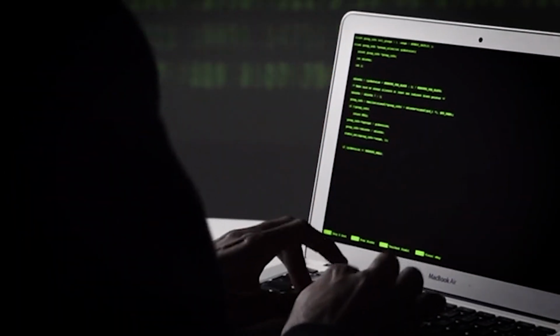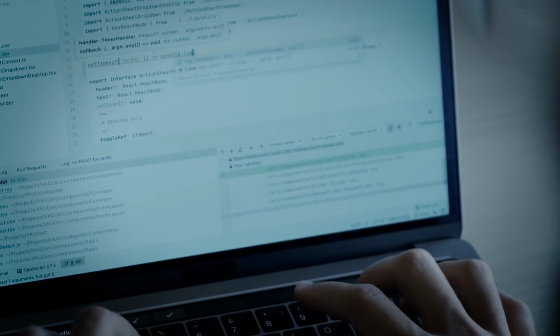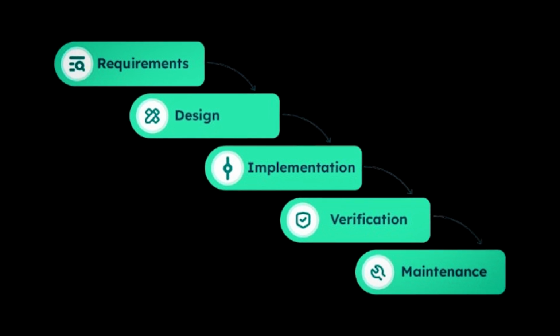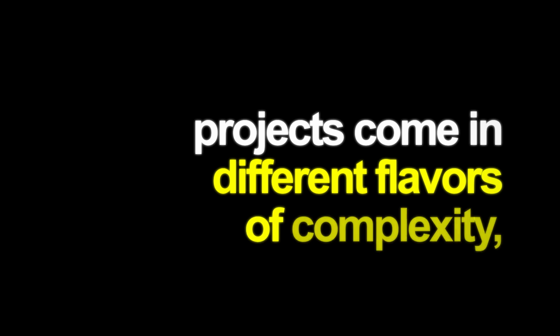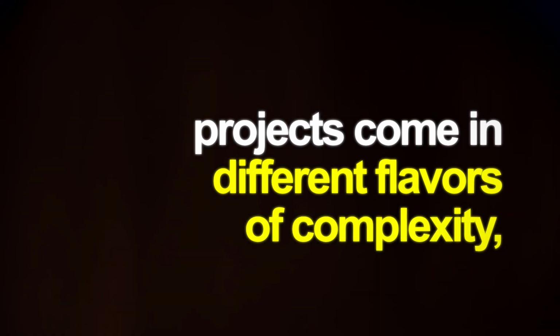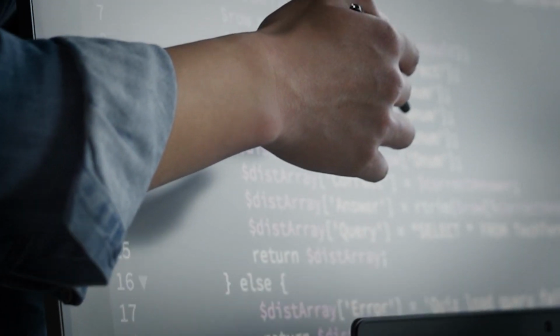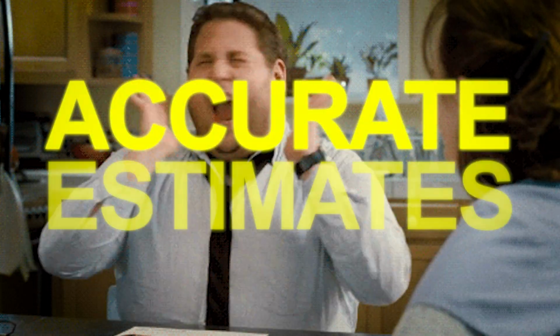Defining project complexity, the first piece. Now that we've identified the estimation problem, let's tackle the first big piece of our puzzle, project complexity. You might think all software projects are created equal, but that's where a lot of people go wrong. The truth is, projects come in different flavors of complexity, and knowing which one you're dealing with is like having a cheat code for accurate estimates.